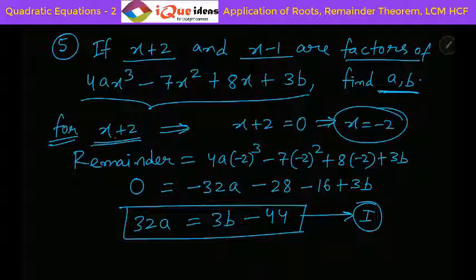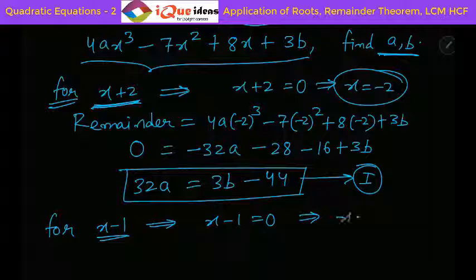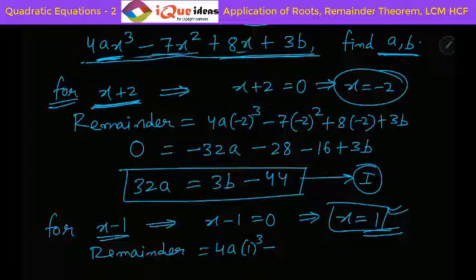Okay. Now whatever we did for x plus 2, let's do it for x minus 1 also. x plus 2 is a factor, we have done that. Now let's use x minus 1 as a factor. What will happen? We will take x minus 1 equal to 0 and we get a value of x equal to 1. We will put x equal to 1 in this given expression to find the remainder when it is divided by x minus 1. That remainder should be equal to 4a into 1 cube minus 7 into 1 square, right, plus 8 into 1, okay, and plus 3b.